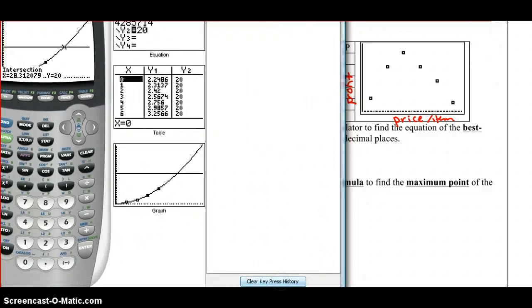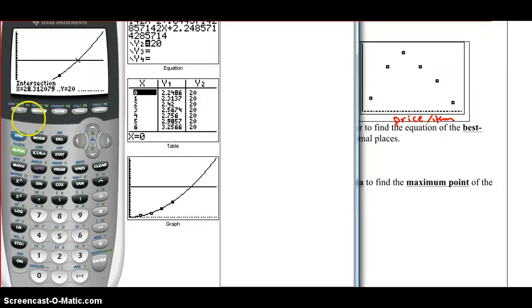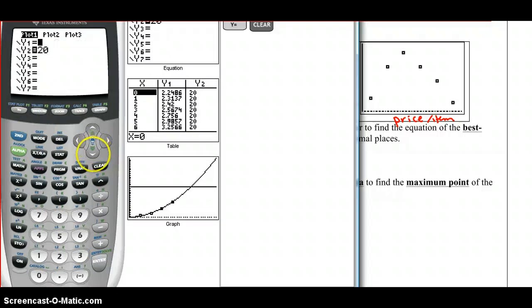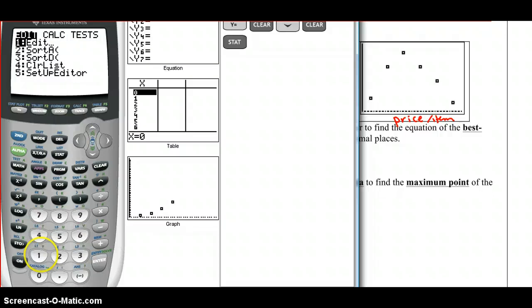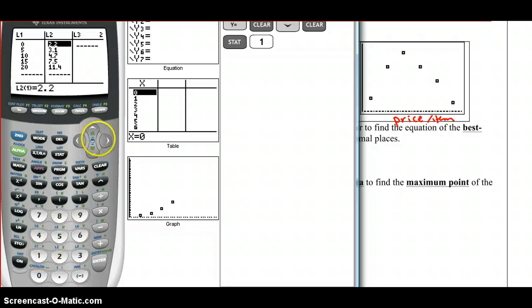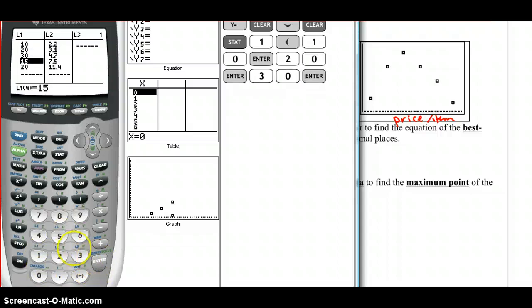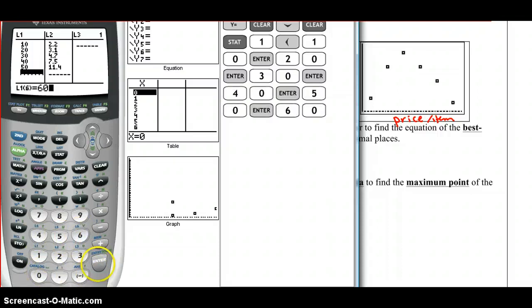Alright, so let's clear off stuff from our last problem. So let's go into y equal, and we're going to clear out that last equation. And let's go into stat 1 and put in some new data. So in L1 we're going to put 10, 20, 30, 40, 50, and 60.